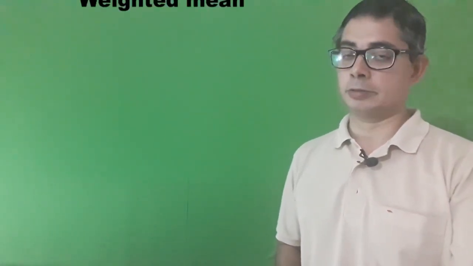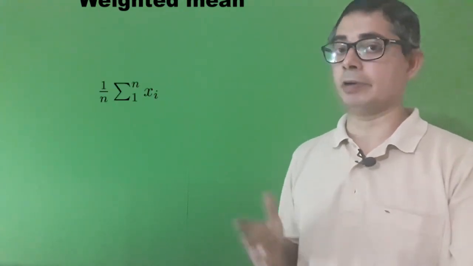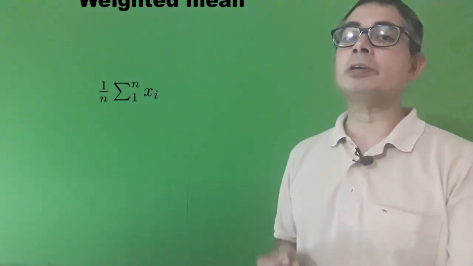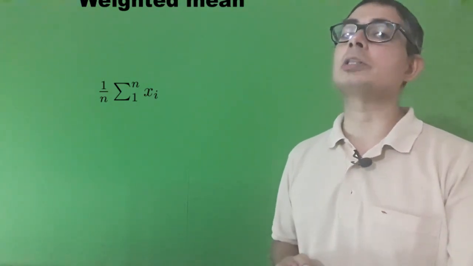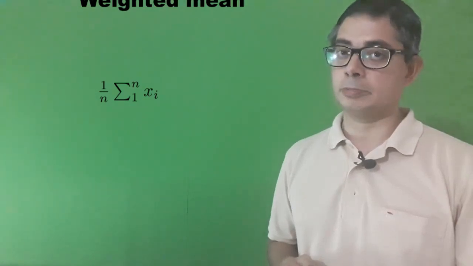Both are obtained by tweaking the definition of mean. The first is called weighted mean. When we compute the mean by the formula summation xi divided by n, we are giving equal importance to all the xi's. Sometimes that is undesirable.